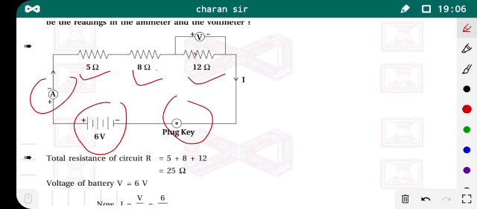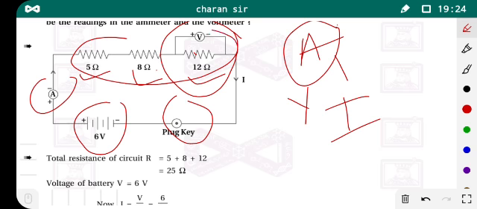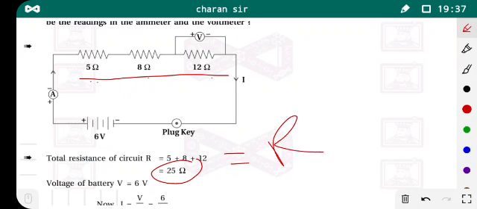Now we have to find the measurement of the ammeter and voltmeter, where the voltmeter is connected across the 12 ohm resistor. First of all we find the ammeter reading, which gives the value of current in the circuit. So what is the equivalent resistance of this circuit? The equivalent resistance is the sum of the individual resistances: 5 ohm plus 8 ohm plus 12 ohm is 25 ohm. That is your equivalent resistance.